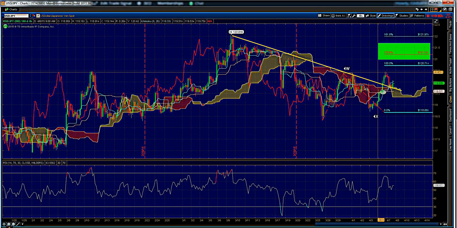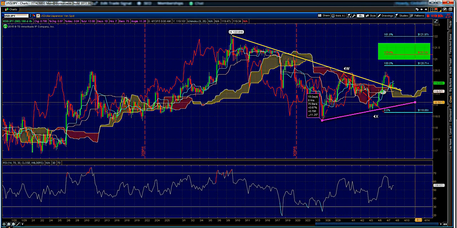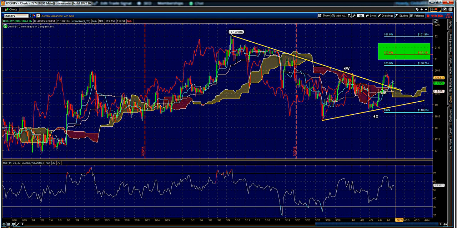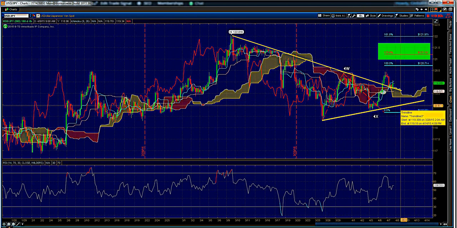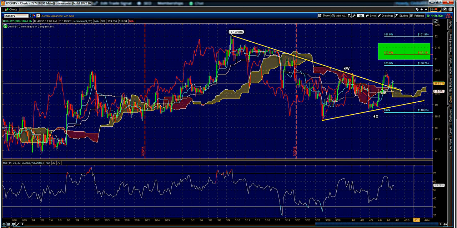The only thing that will really shift the outlook would be a breakdown test of 118.90, a bounce, and then a break. Until then, upside is preferred.